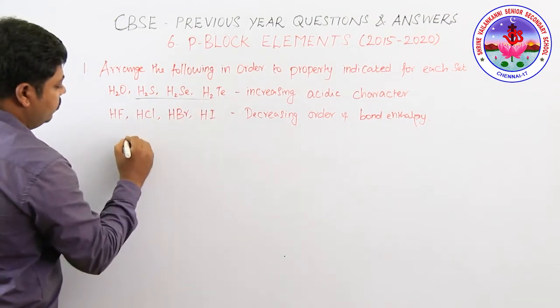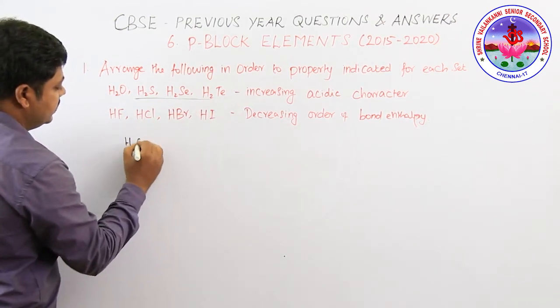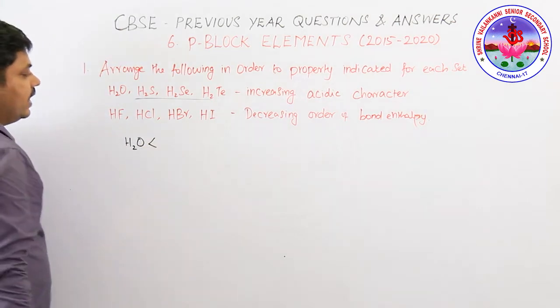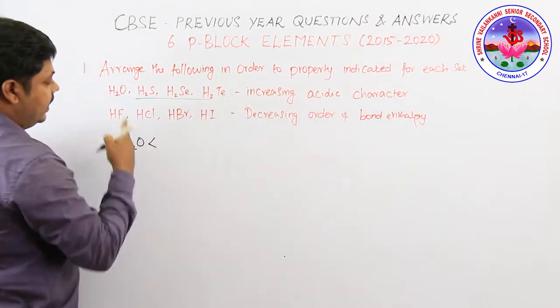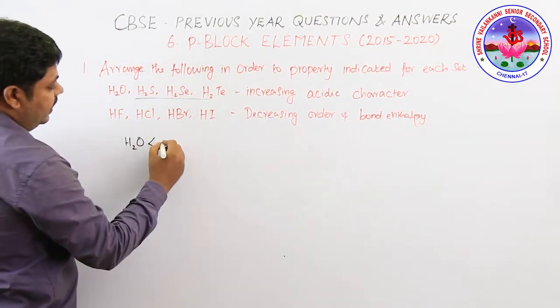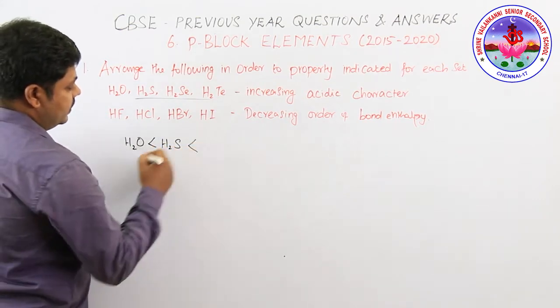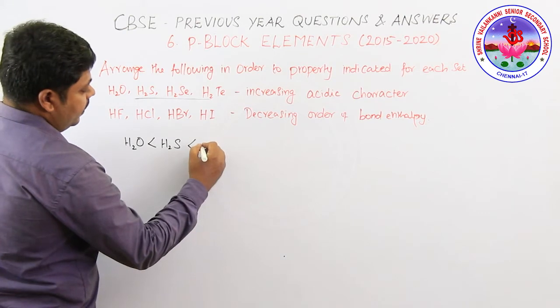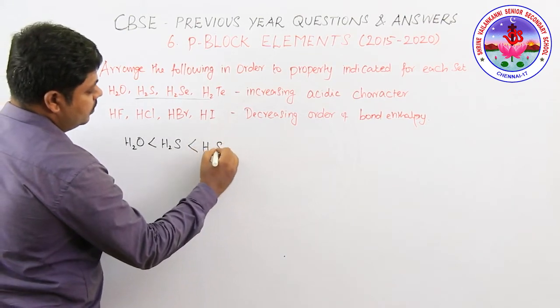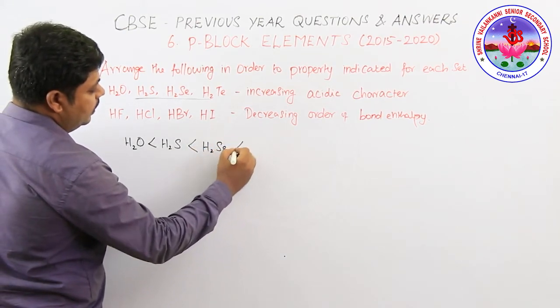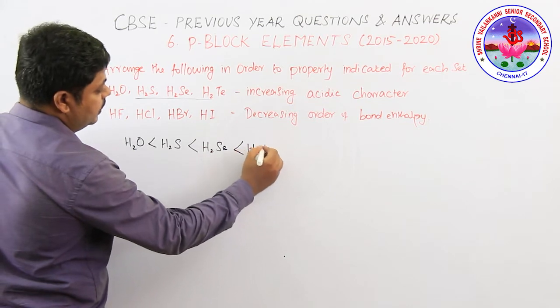Now for the first question, the answer for increasing acidic character is H2O, water, less than H2S, less than H2Se, less than H2Te.